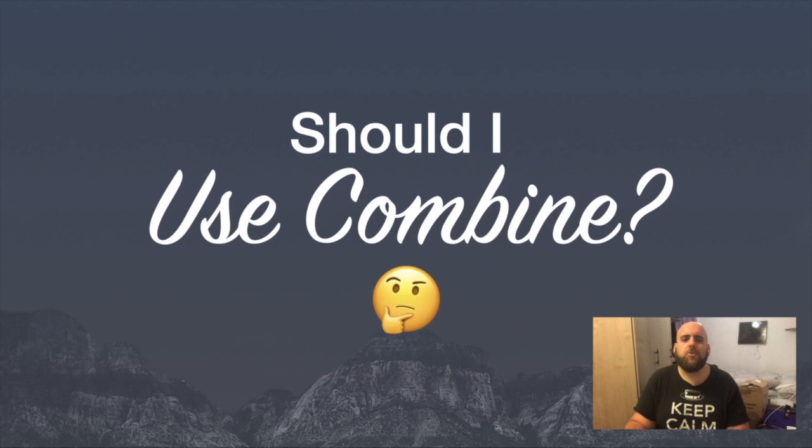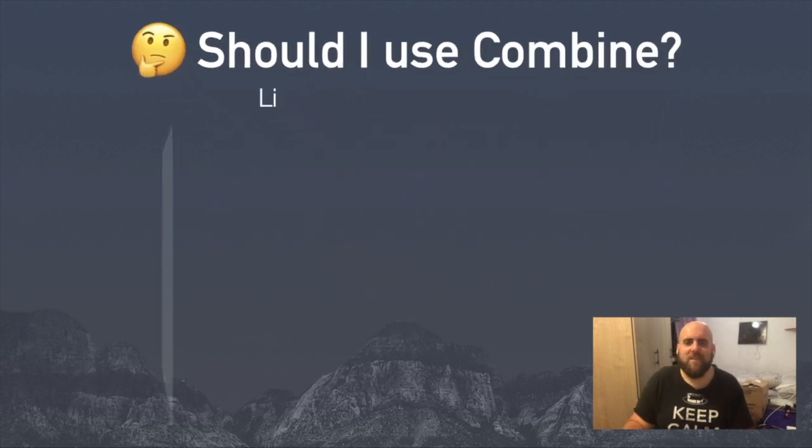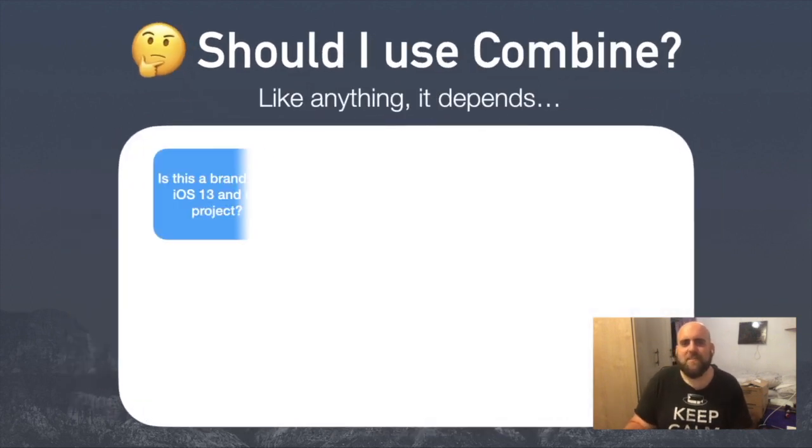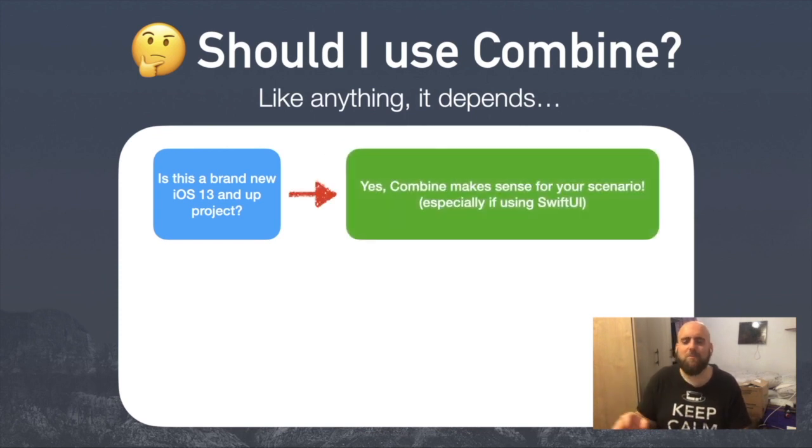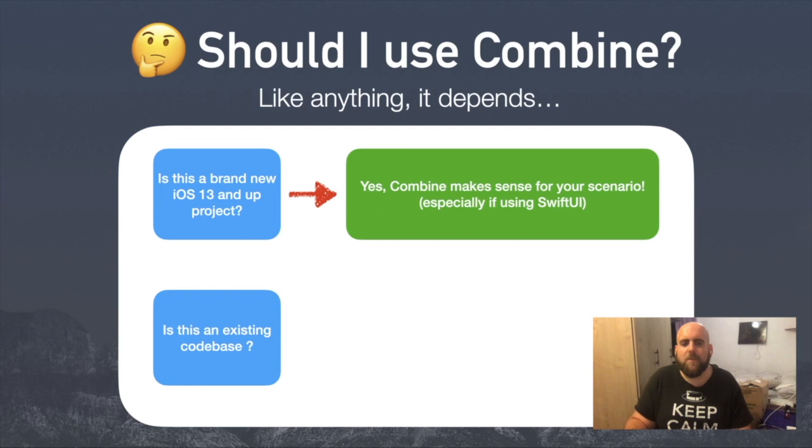The big question is, should you use Combine for your specific scenario and your specific point in life of your app? So like anything, it depends. Is your app brand new and it's iOS 13 and up? Sure, use Combine. This is actually a great opportunity if you start a new app. Use all the latest and greatest tech, especially if you are using SwiftUI, but even if not, Combine is quite useful. But for most of us, we have existing code bases. Should we use Combine with an existing code base?